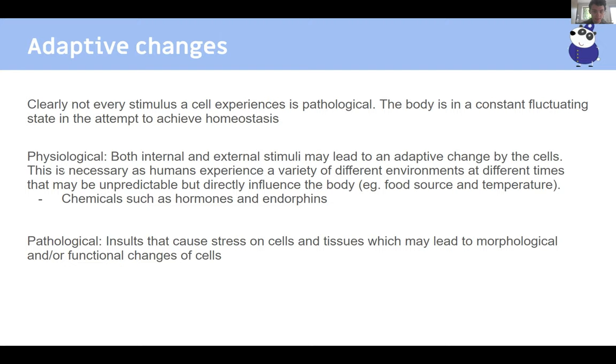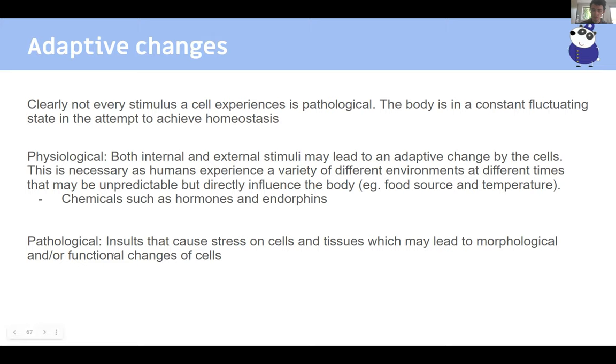This is necessary because humans experience different environments at different times, and often our experiences are unpredictable. So we have hormones and endorphins and chemicals to regulate us and give us some homeostatic fluctuation. When it's pathological, it's the stress on tissues which might lead to morphological and functional changes of cells that it can't handle in a steady state.